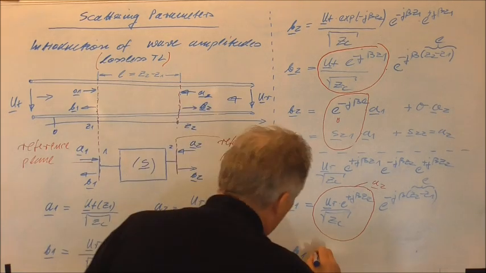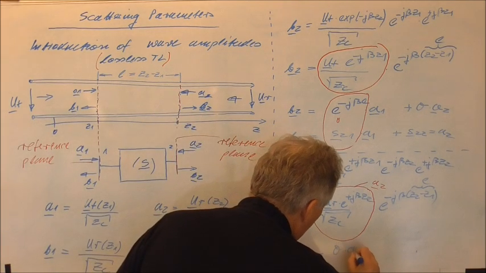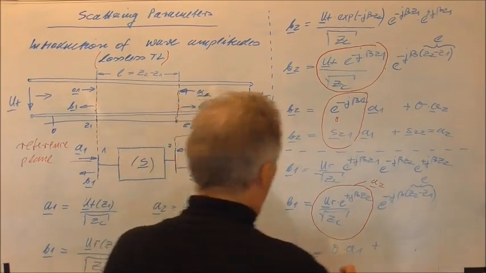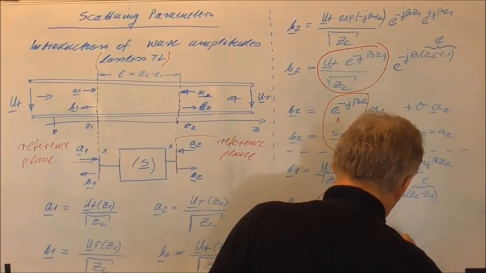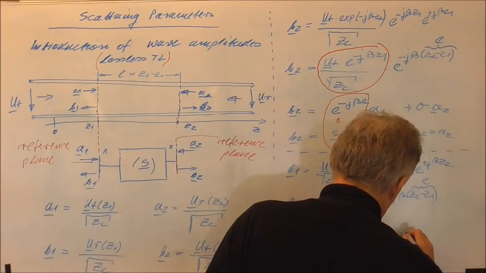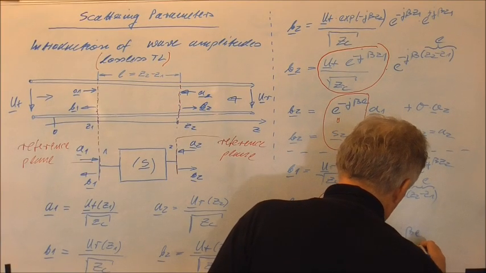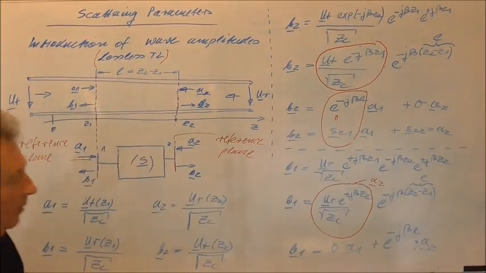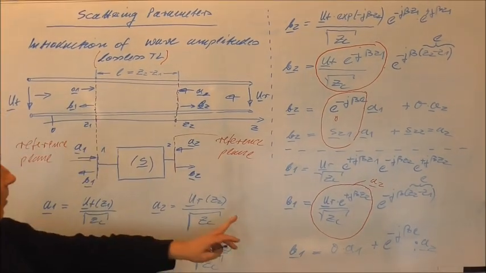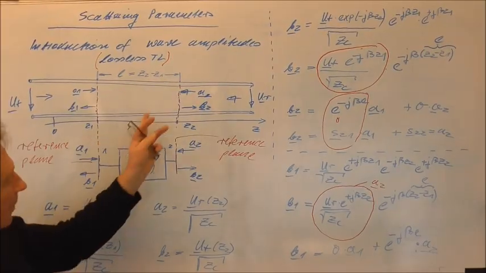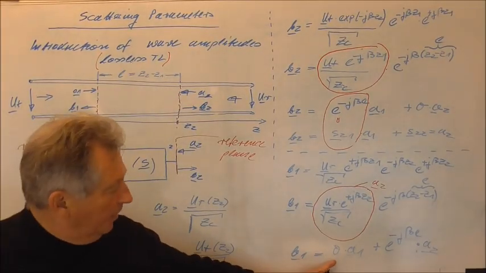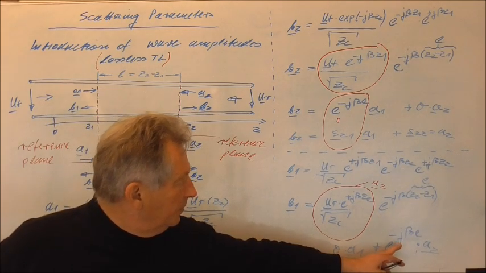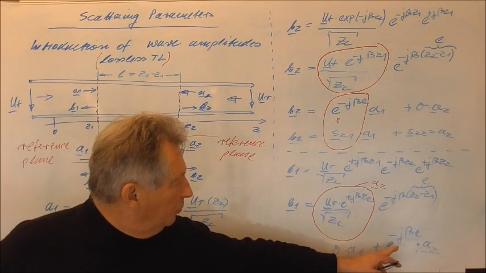And we can write for B1 then 0 times A1 plus the exponential function of minus j beta times L times A2. Also here, due to the fact that we have an undisturbed transmission line, no reflections will occur. So this is the parameter S11 and this is the parameter S22.